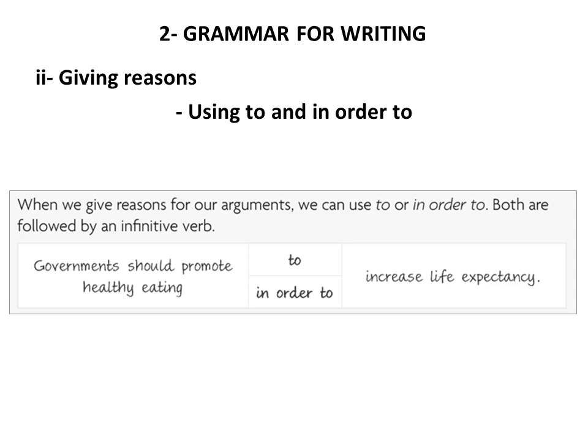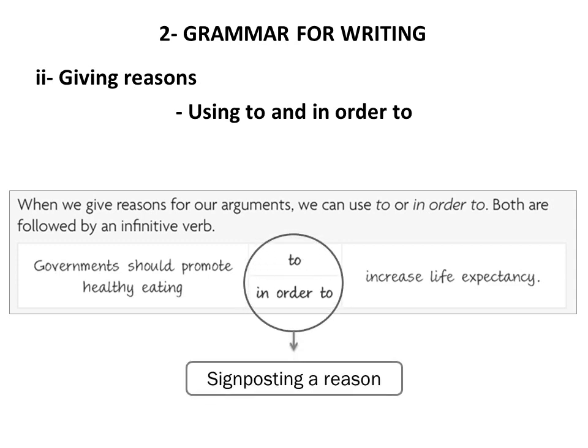In this example, it means that the reason governments should promote healthy eating is in order to increase life expectancy. Or if we want to phrase a question: why should governments promote healthy eating? To increase life expectancy, or in order to increase life expectancy. So we have to and in order to signposting a reason.